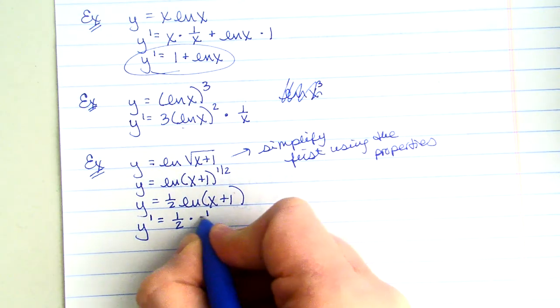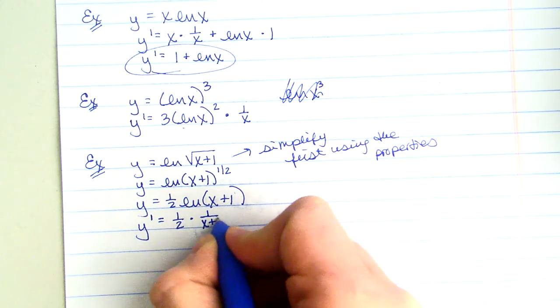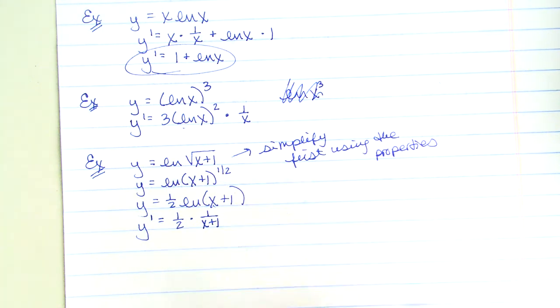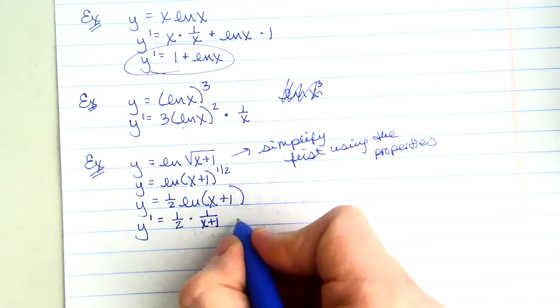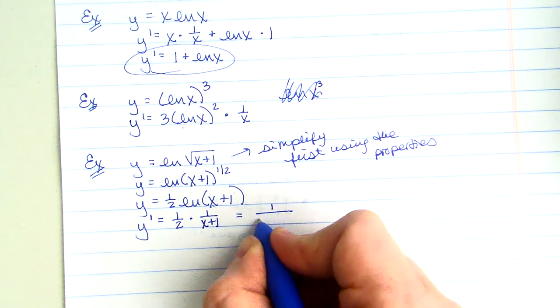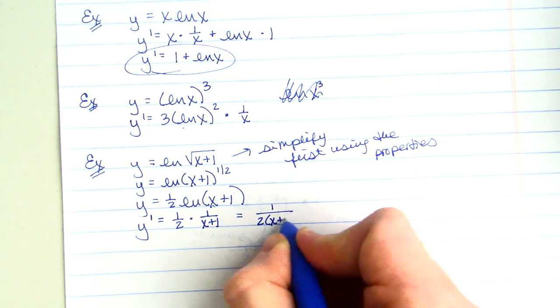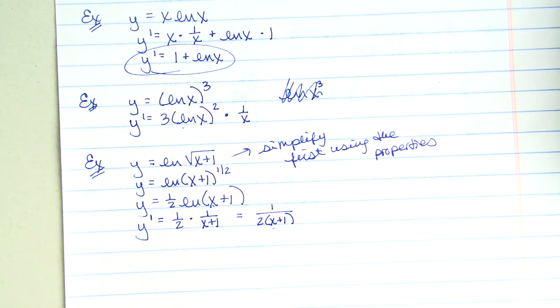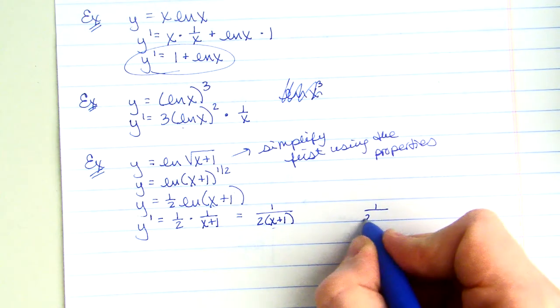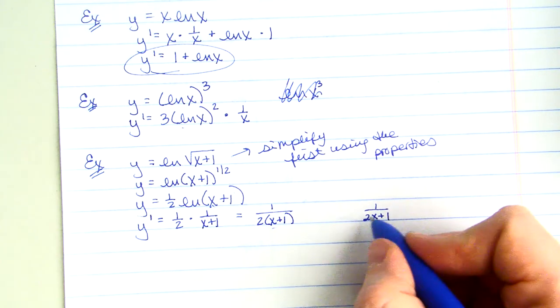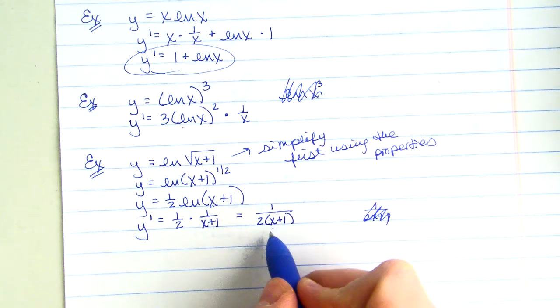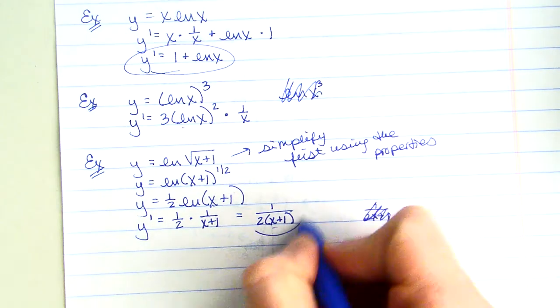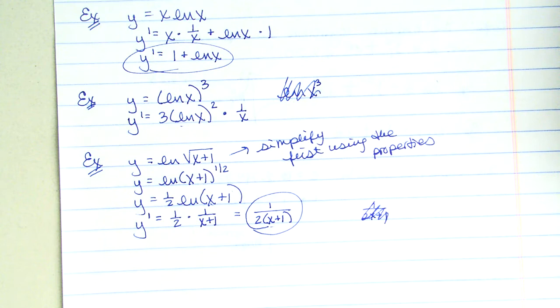Derivative of the natural log of x plus 1, I do need chain rule. So 1 over x plus 1 times the derivative of x plus 1, that's just times 1. I'm okay with an answer like this. Would be even better if you said 1 over 2 times in parentheses x plus 1. Don't say 1 over 2x plus 1. That would be wrong. I guess you could say 1 over 2x plus 2. That would be okay. But that's your final answer. And because I used the properties, my work wasn't quite as intense as if I just started using chain rule and all that messy stuff.